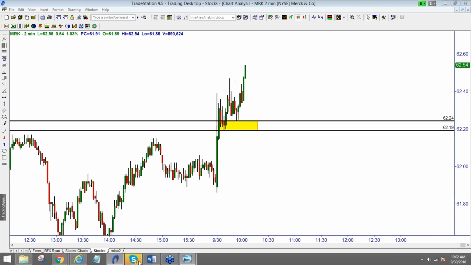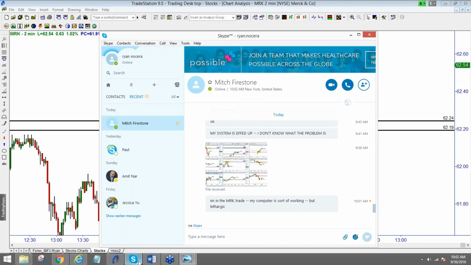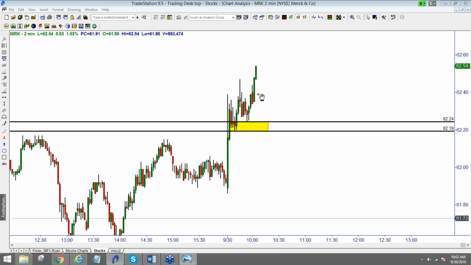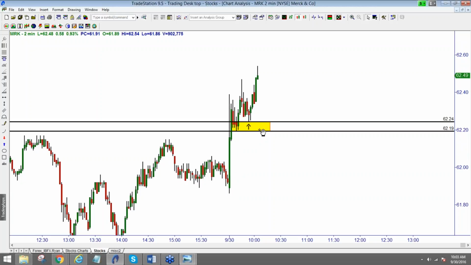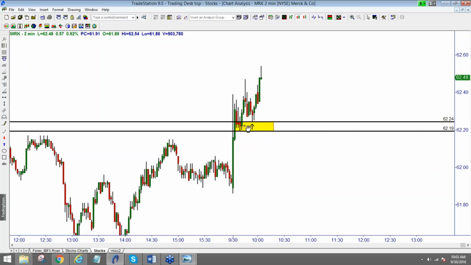Let's see. Okay. And Mitch said he got into this. So this is a nice trade. Look at that. So we missed out on that because Mitch's machine was broken. Great, great. I'm just kidding. That sucks. I hate having computer problems during a presentation. Anyway, nice trade. Look at that.